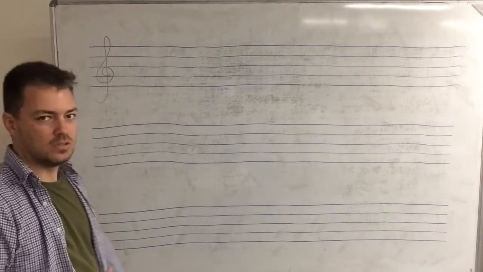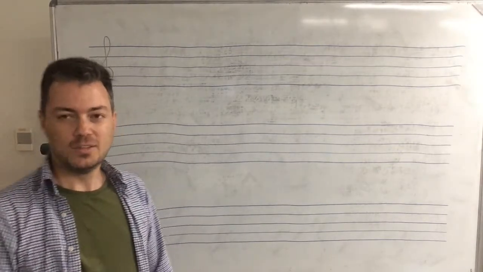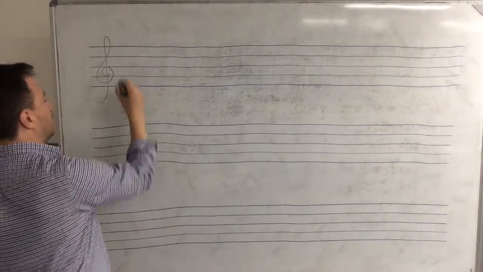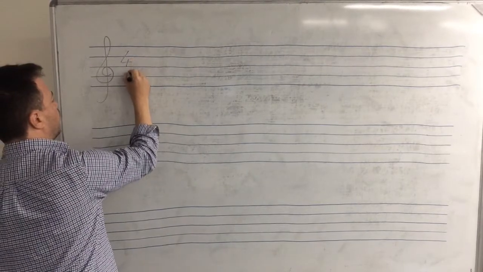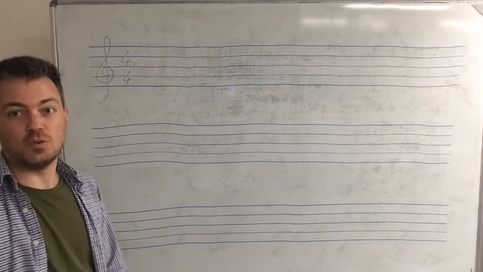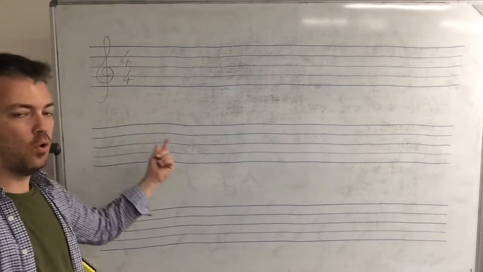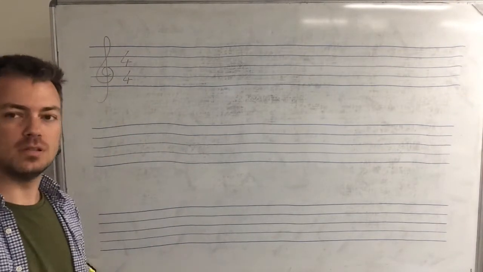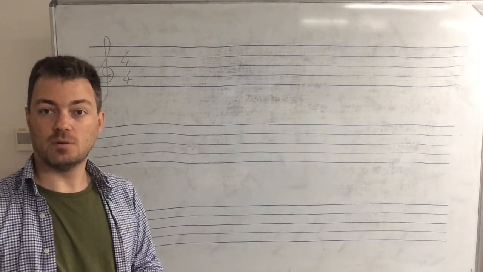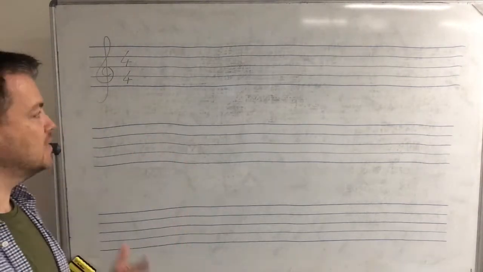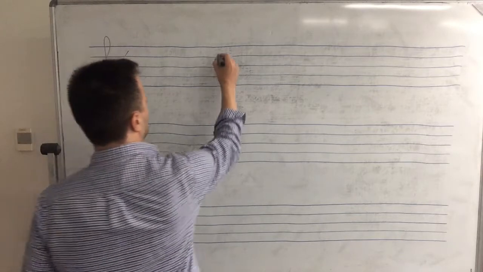Okay, so we're going to talk about time signature. So a time signature, let me draw one. I'm going to draw 4/4. So some of you might already know what 4/4 means, and that's okay. So 4/4, in a very simple sense, means 4 beats in every bar. So I'm going to draw some bars, and then I'll explain how that works.